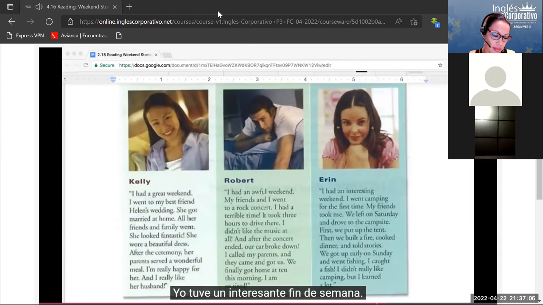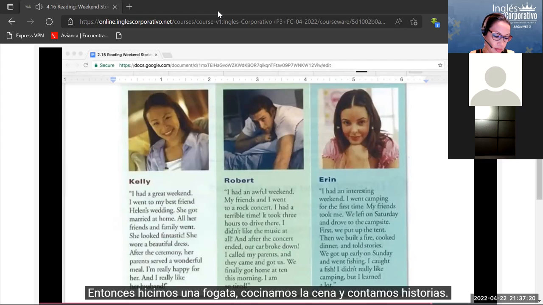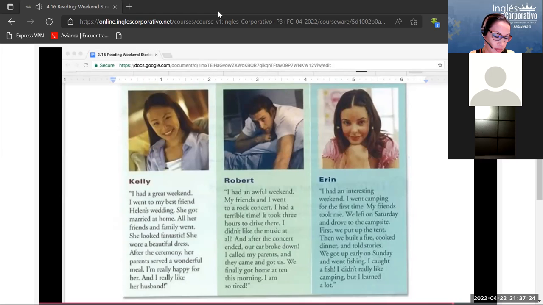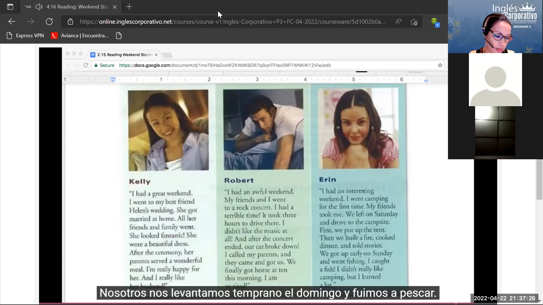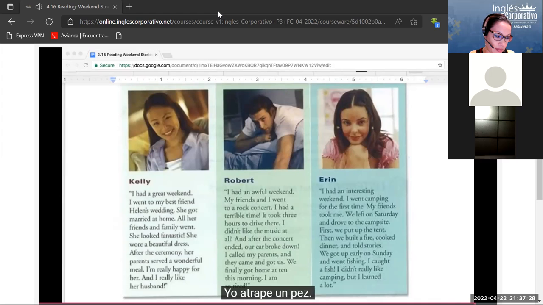Aaron. I had an interesting weekend. I went camping for the first time. My friends took me. We left on Saturday and drove to the campsite. First, we put up the tent. Then we built a fire, cooked dinner, and told stories. We got up early on Sunday and went fishing. I caught a fish. I didn't really like camping, but I learned a lot.